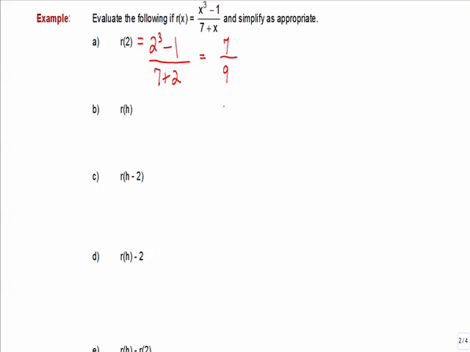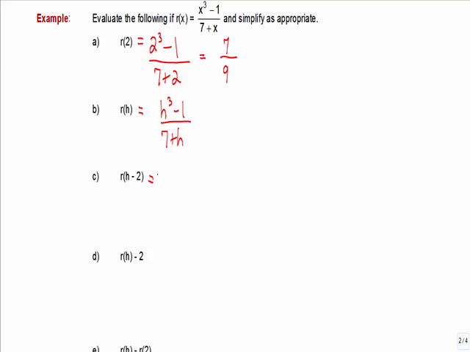Letter B, r at h. Again, I just substitute in the h for each of the variables. So that would give me h cubed minus 1 over 7 plus h. Now I might be able to do some factoring in the numerator, but it's not going to simplify the answer at all, so I'm just going to leave this right now.